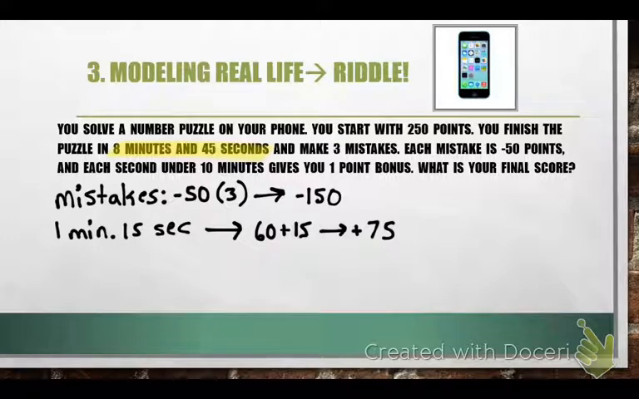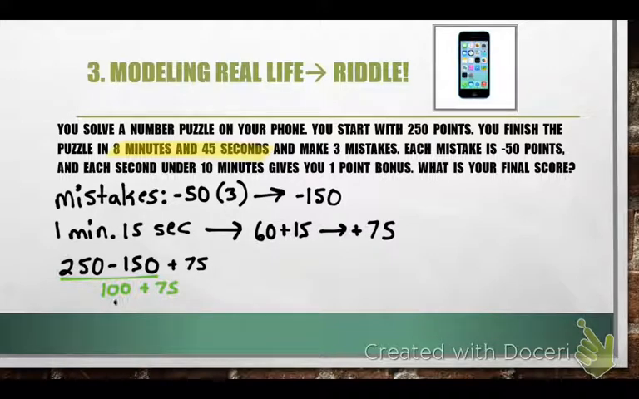Okay, so now we get to go ahead and try to figure out what our answer is going to be. How many points did I start off with? 250. How many points do I have to subtract? 150. Minus 150. And how many do I get to add to that? 75. Plus 75. So let's just work from left to right. First things first, what is 250 minus 150? 100. Okay, 100 plus 75. What's 100 plus 75? 175.